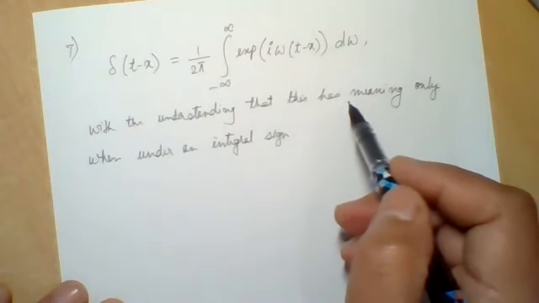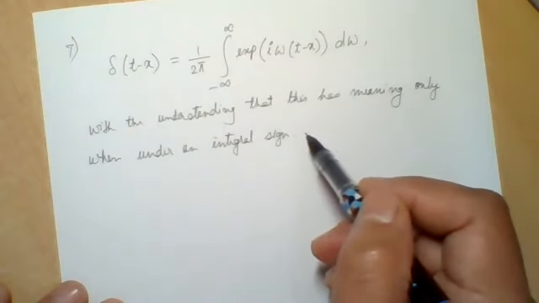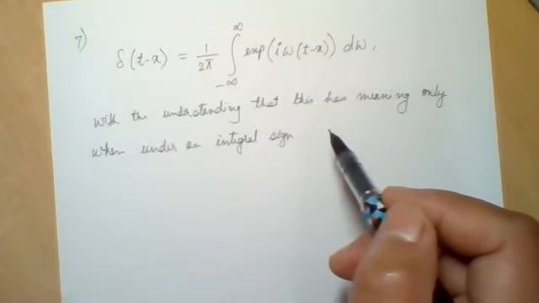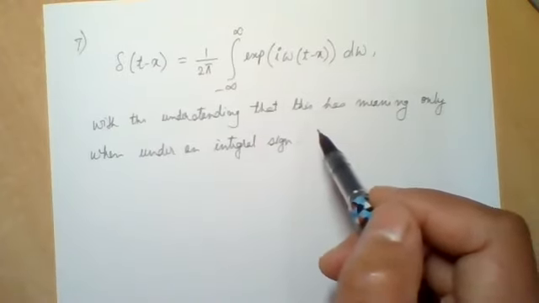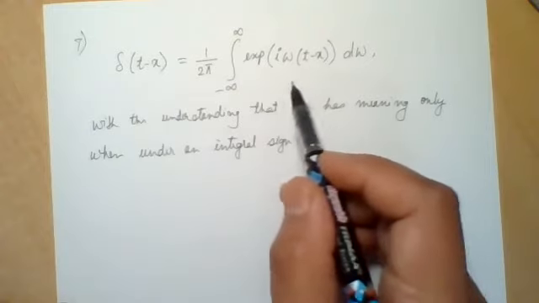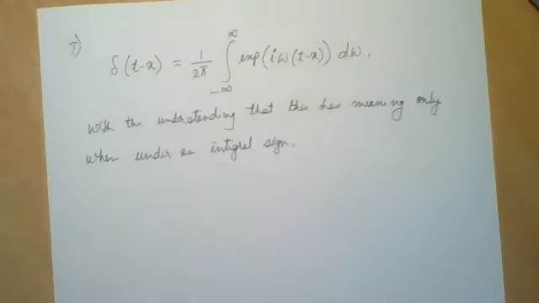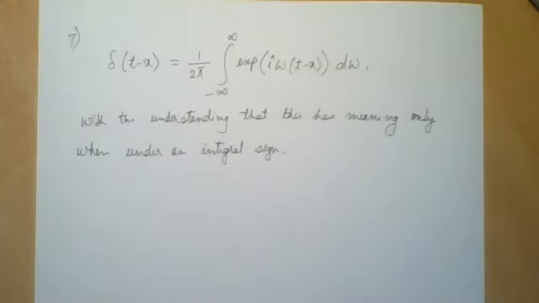And in this context, it is extremely useful for simplifications of Fourier integrals. When you learn Fourier integrals, you will find this to be extremely useful. Okay, that is it. That's all about the properties of the Dirac delta function. So let me stop the recording here.